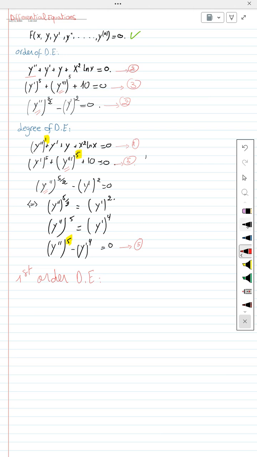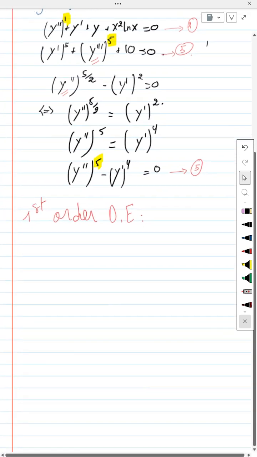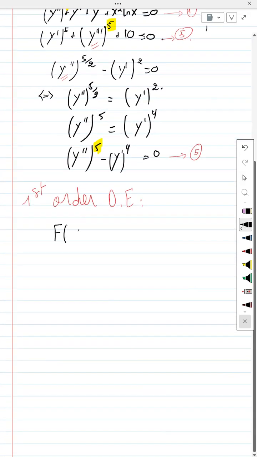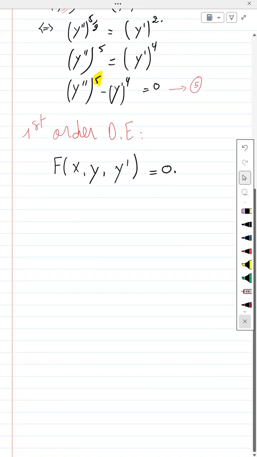So the first order, in our equation, we will have just f of x, y, y prime is equal to 0. This is for the first order differential equation. We will see some classification, such as linear differential equation, homogeneous and separable, exact and non-exact differential equation, etc. We will see a lot of them, and we will start one by one since they are easy.